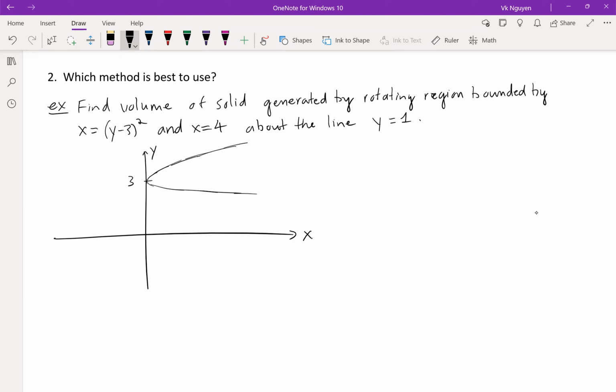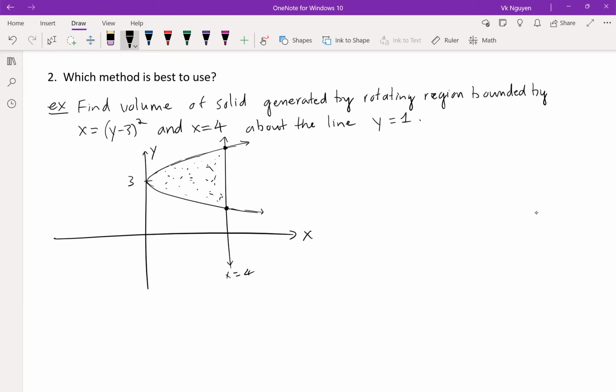Well, for x equals 4, you're going to get an intersection right here. And thus the bounded region is this one. Well, let's take a look at the line y equals 1. We want to know what is this intersection here between here and here.